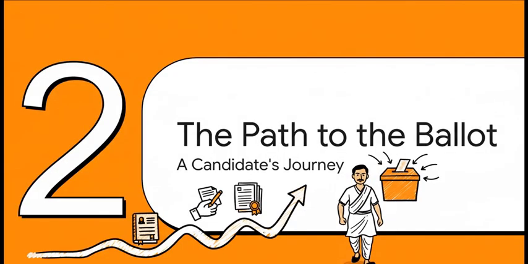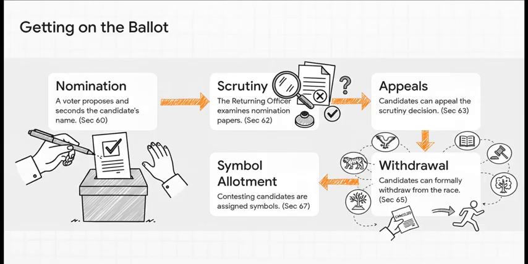So the stage is set, the rules are clear. Now let's switch gears and look at it from a candidate's perspective. Getting your name on that final ballot paper isn't as simple as just signing up. It's a formal, step-by-step journey that's laid out very carefully in the rulebook. The Act pretty much maps out this whole path. It starts with nomination, then it moves to a really critical vetting stage called scrutiny. After that, there's time for appeals and for people to withdraw if they want, and the whole thing wraps up with the official assignment of election symbols.